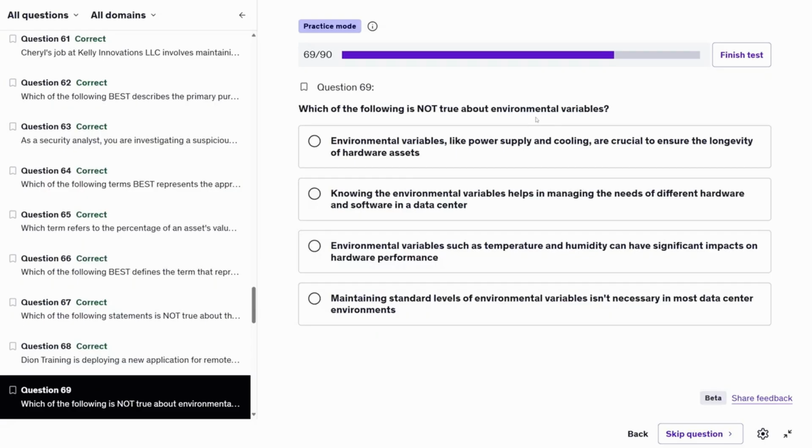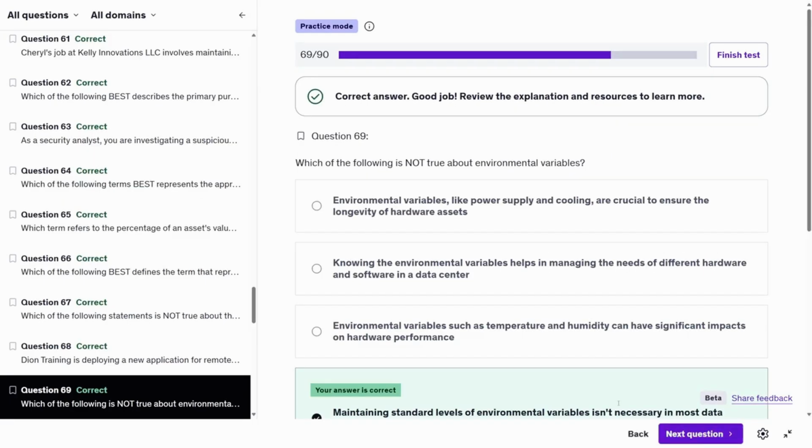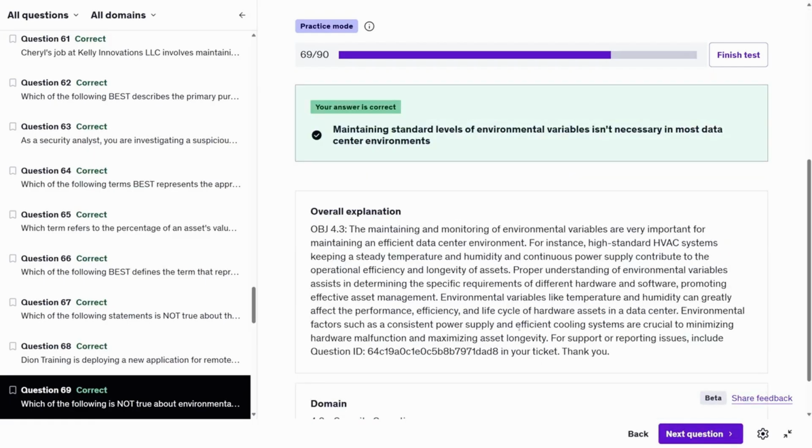Which of the following is not true about environmental variables? The correct answer is D. Maintaining standard levels of environmental variables isn't necessary in most data center environments. The maintaining and monitoring of environmental variables are very important for maintaining an efficient data center environment. For example, high standard HVAC systems keeping a steady temperature and humidity and continuous power supply contribute to the operational efficiency and longevity of assets.